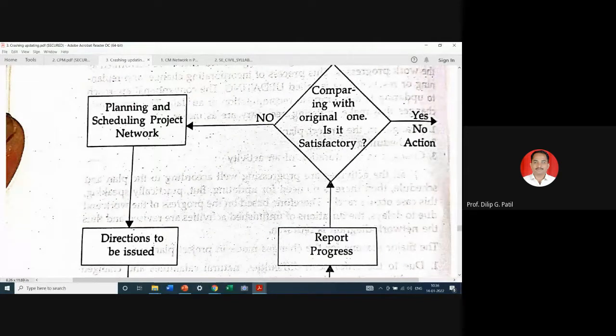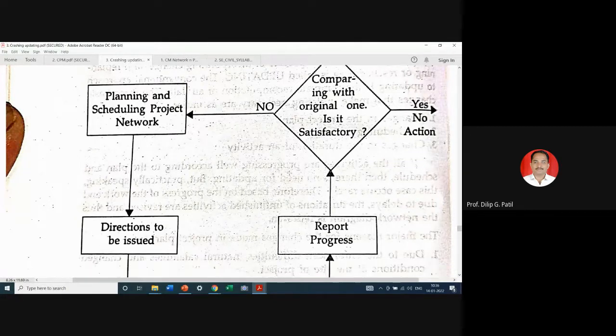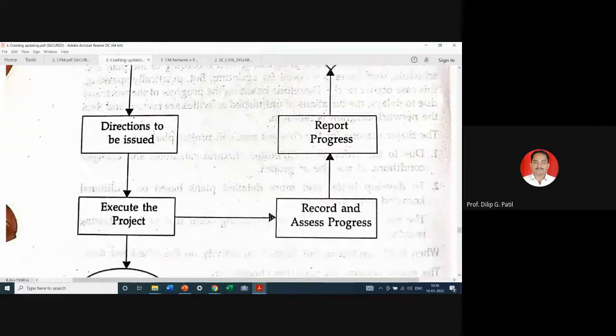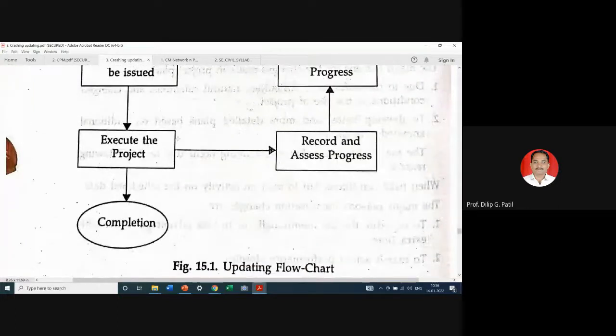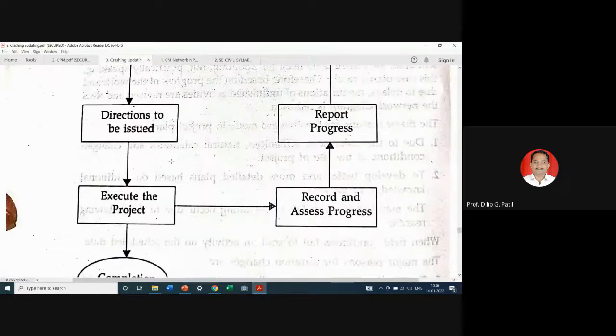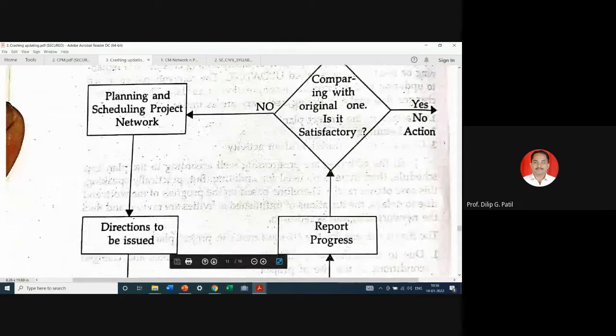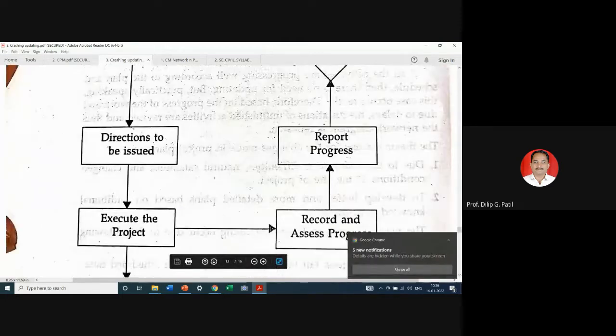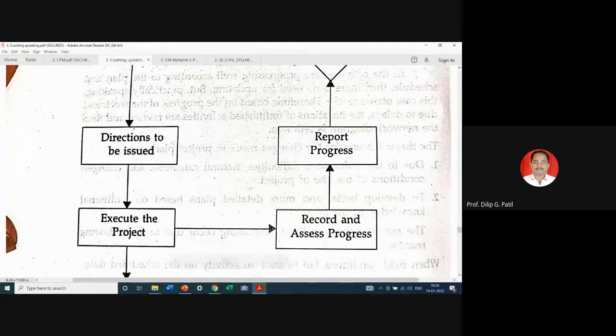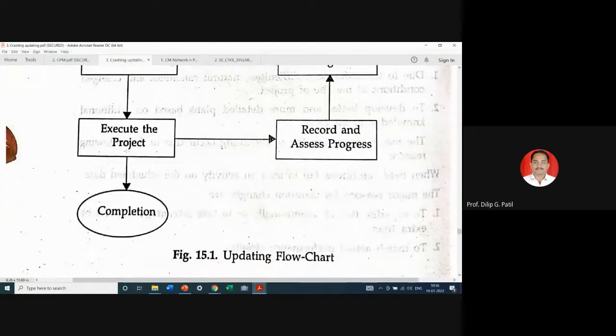Yes म्हटलं, no action means we can go ahead with the project progress as per the ongoing schedules. But if we require some changes, then we need to incorporate the changes, plans, and accordingly we need to complete the project in time.